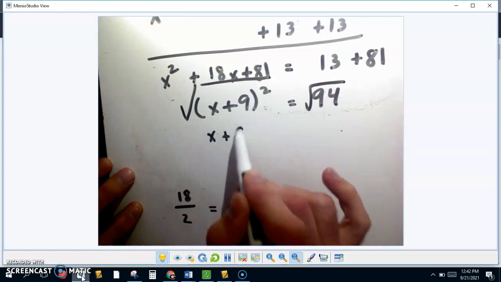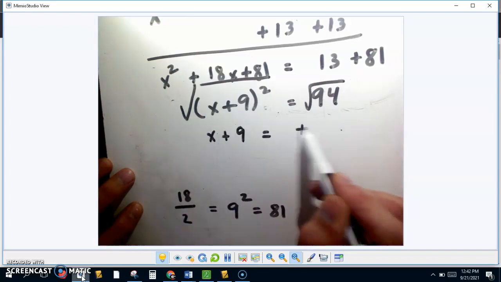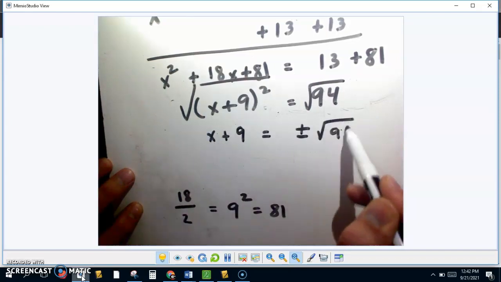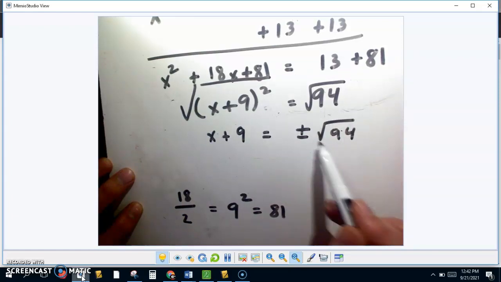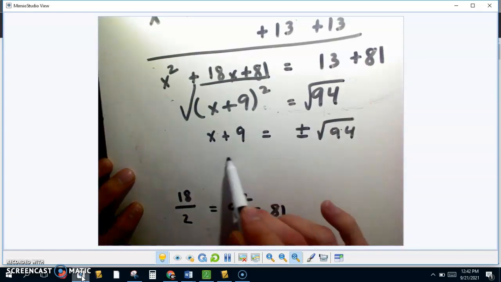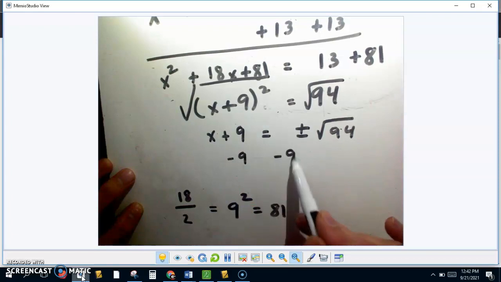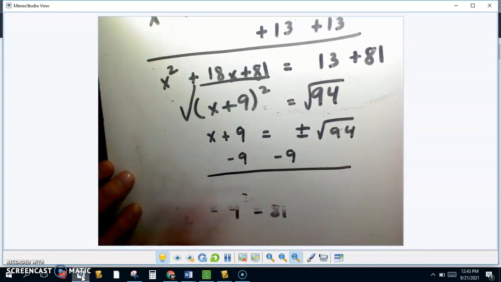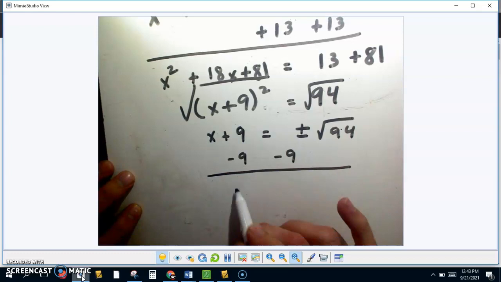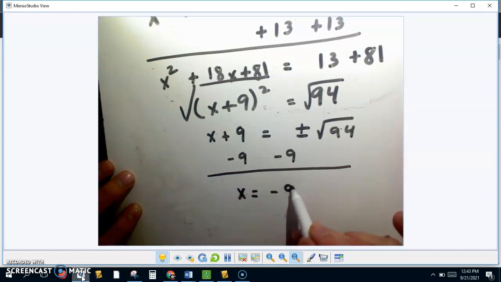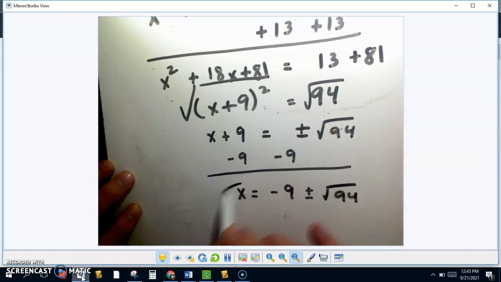Say x plus 9 is equal to plus or minus the square root of 94. Now, a lot of times you may be able to reduce this. This one won't reduce. So I'm just going to move 9 over. I can be content with my solution here, or solutions, negative 9 plus or minus the square root of 94.